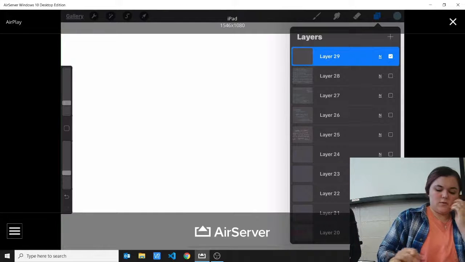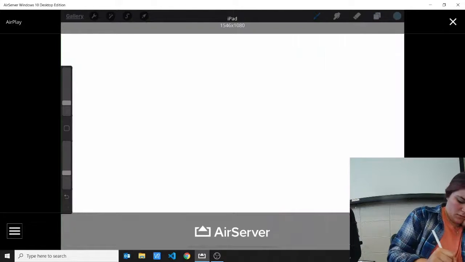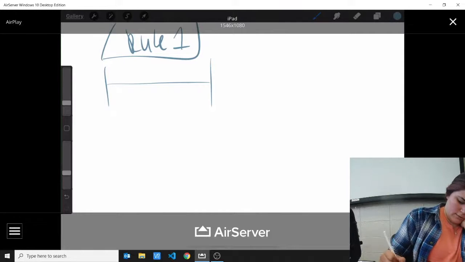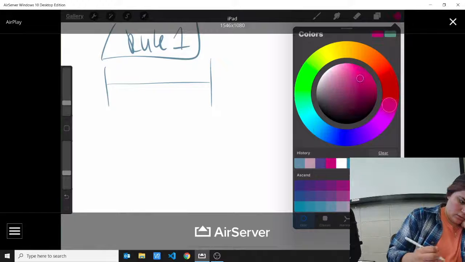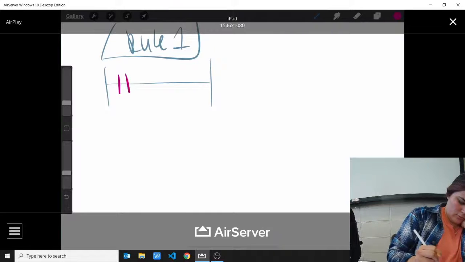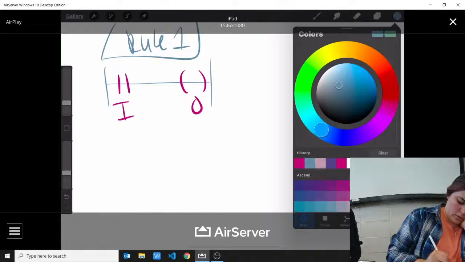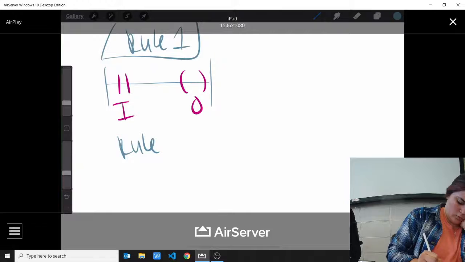So just some examples of the rules. Here's an example of rule 1. You've got your line 1 to line 2, and here's your rung. Then you would have your input and your output. So that's your I, O. And then, let's see, rule 2.